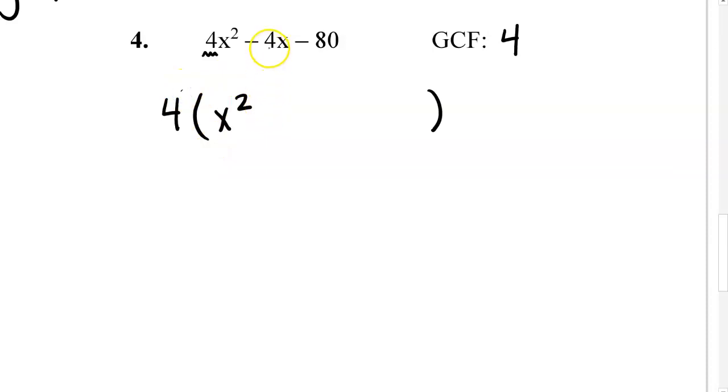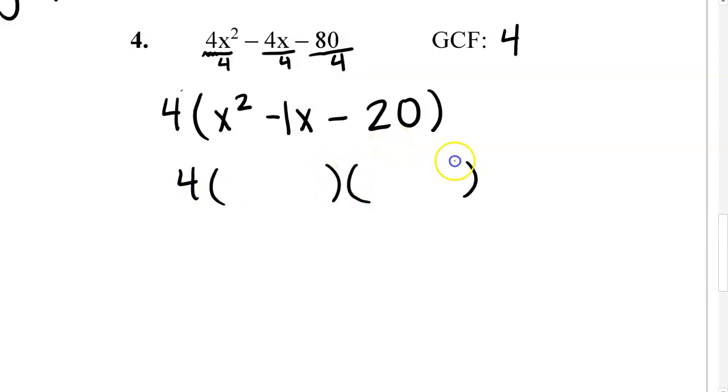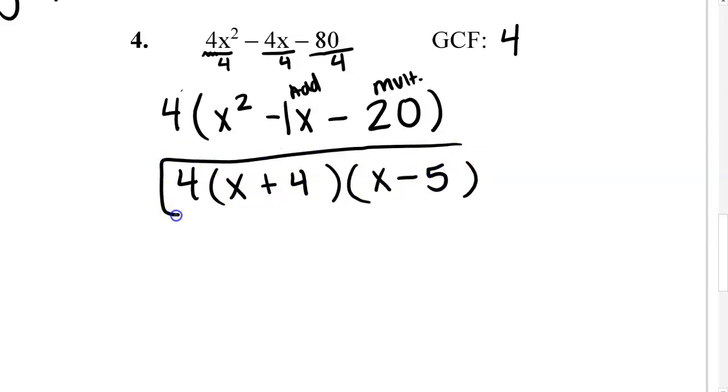4 times what would give me negative 4? So that would be a negative 1 and the x. And 4 times negative 20 would give me negative 80. So you can see here too, if I would have divided by 4 for each of these, that's also where these values come from. Then I'm going to ask myself what multiplies to negative 20 and adds to negative 1, which would be positive 4 and negative 5.